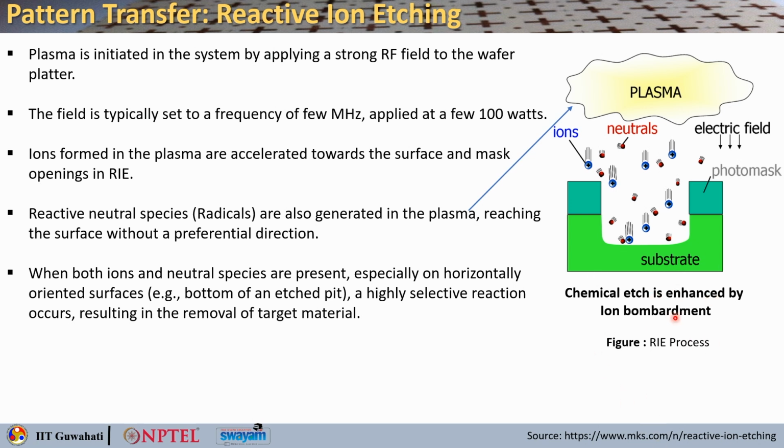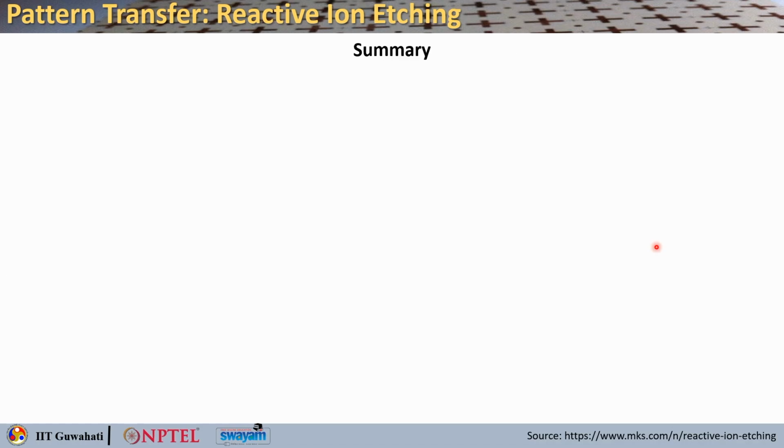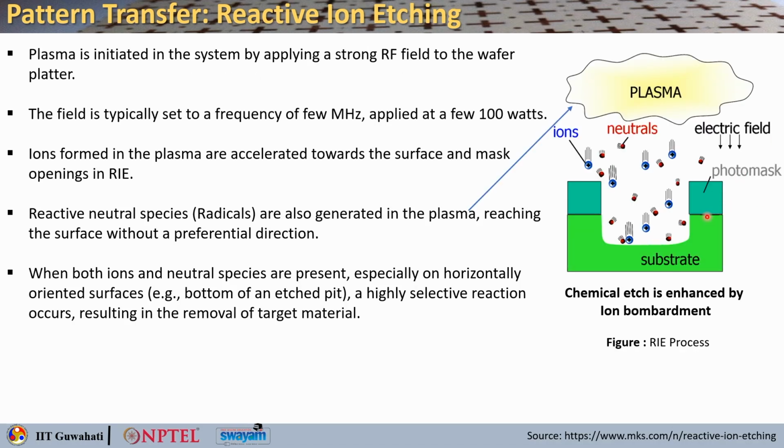Okay. So, here you can see the chemical etch is basically enhanced by this ion bombardment, right. So, what it shows here, this is basically the substrate, this is a photo mask. They have these ions which are bombarding, there are some neutrals, and this is the electric field that is working.